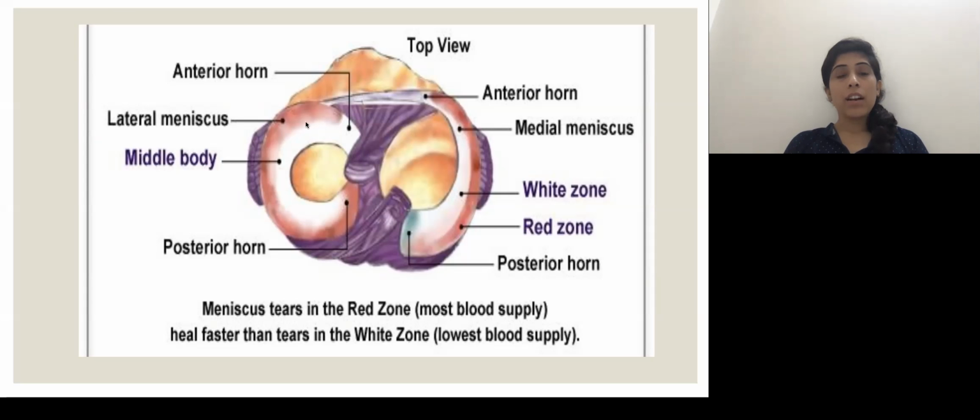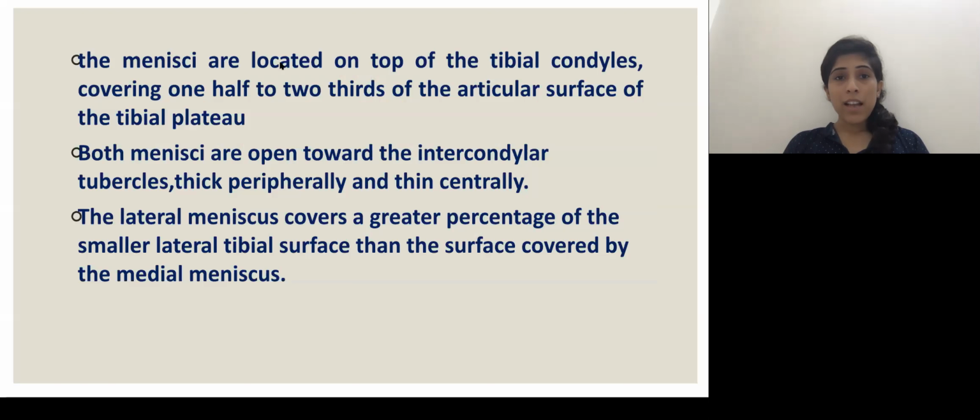Again, it has an anterior horn, which is the anterior part of the menisci, and the posterior part is called the posterior horn. Another thing you can see is the red part, and this is the light or white part of the menisci. The red part is getting good blood supply through the capillaries, whereas the central part is getting less blood supply.